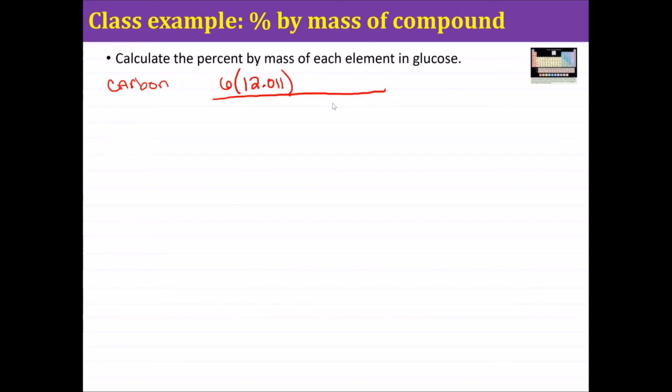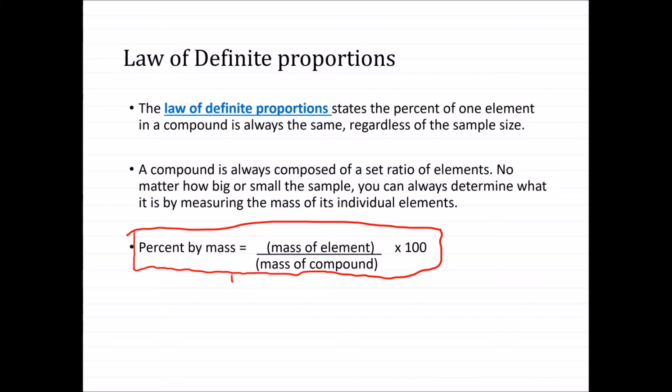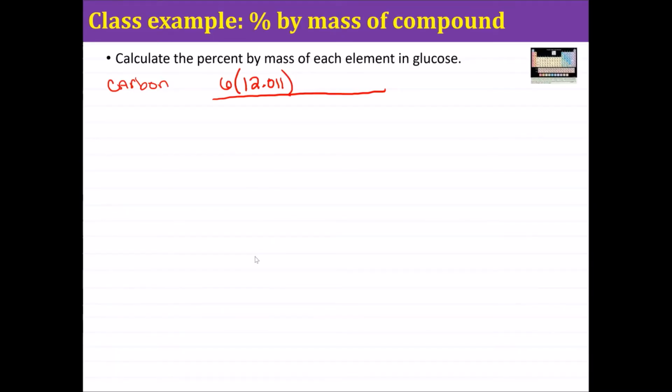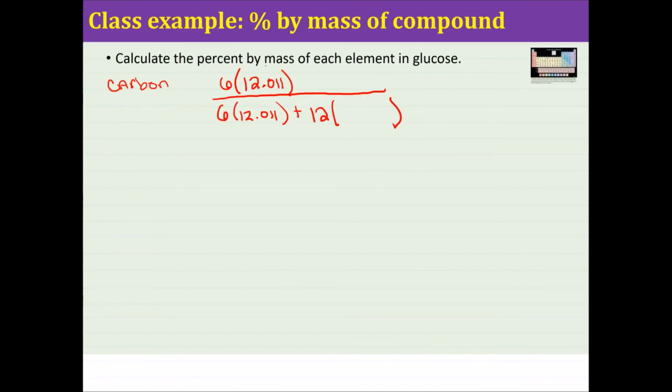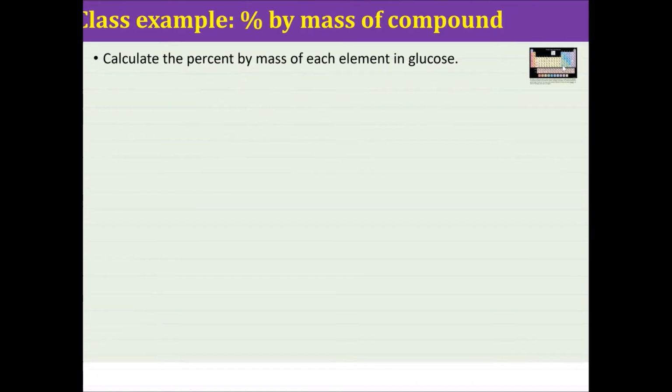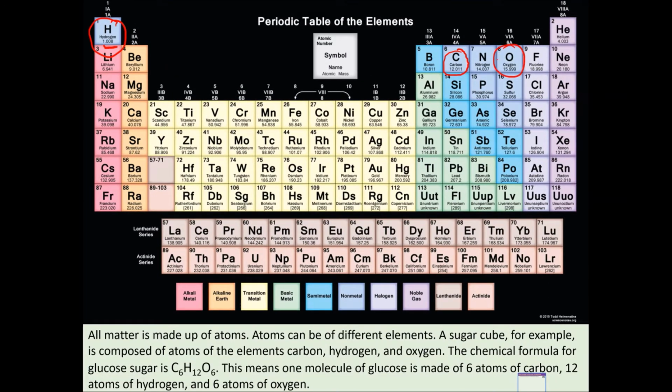Now I need to divide this by the mass of the entire compound to find out what percentage is carbon. So for my whole compound, I have 6 atoms of carbon, and each carbon has a molar mass of 12.011. Plus, I have 12 atoms of hydrogen. What is the molar mass of hydrogen? Go to your periodic table, find H for hydrogen, and the molar mass is 1.008. Now I also have 6 atoms of oxygen, and the molar mass of oxygen is 15.999. That means there's 15.999 grams per mole of it, which is a set quantity of it.